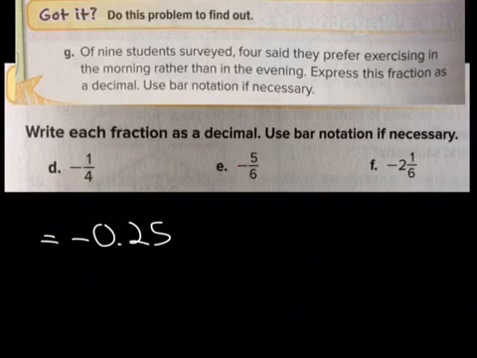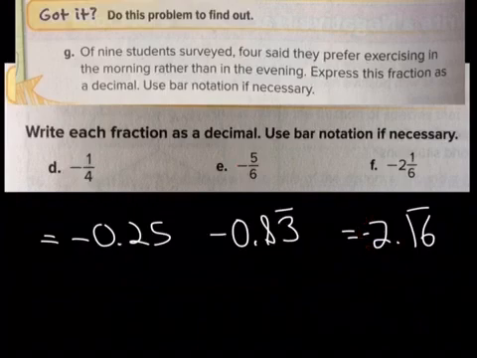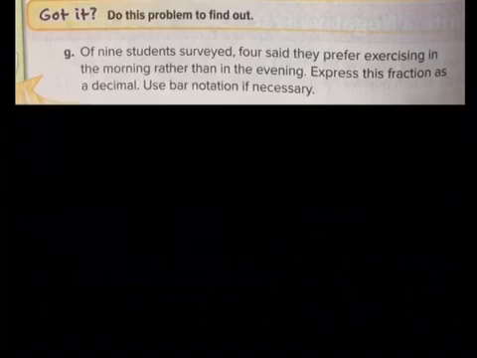For the first one, we have 1/4, and it's negative 0.25. For E, we have negative 0.83 bar notation. And for F, we have our negative 2, as I had before, decimal 1/6 bar notation. The bar notation is only over the 6. Sorry, it's a little long, but it's only the 6. Now we're ready for the word problem.